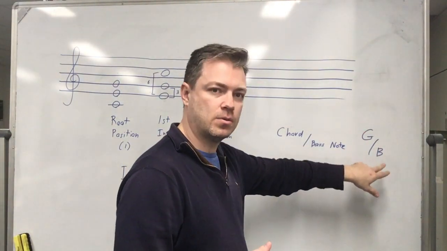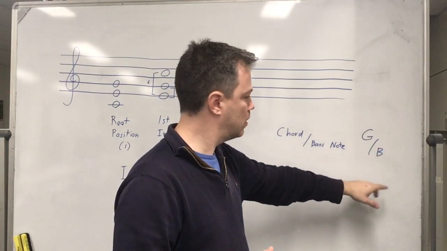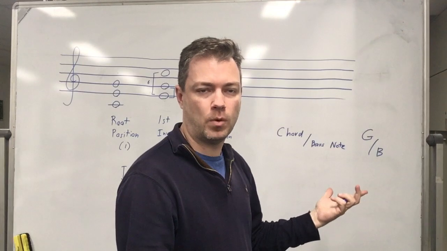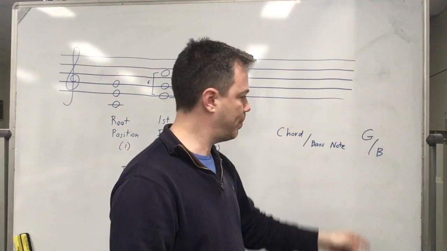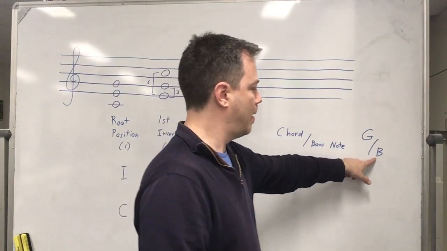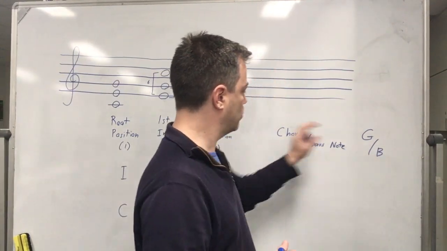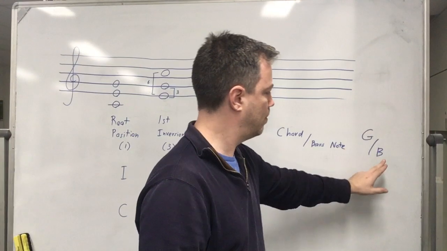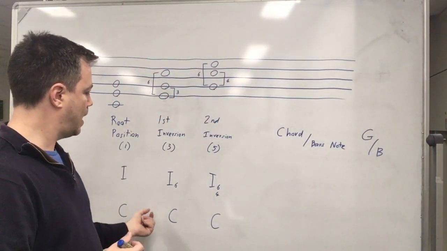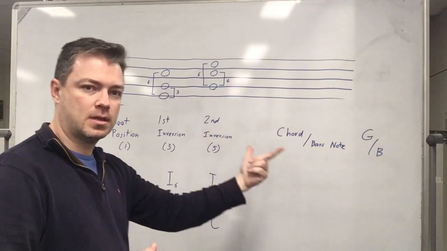So in a very practical sense, if you were in a band and you were playing this chart and you saw this chord, you would play a G chord, the guitar or the keyboard, you would play a G chord, and the bass player would play a B note. Okay? So that is a slash chord. Chord, bass note, chord, bass note. So to signify a first inversion and second inversion, it's going to be a slash chord.